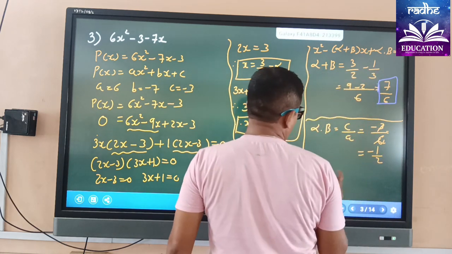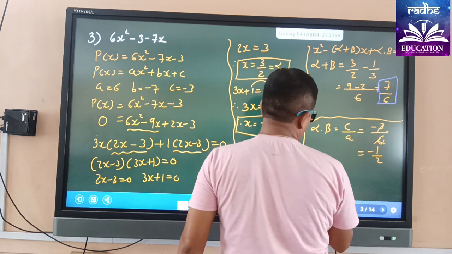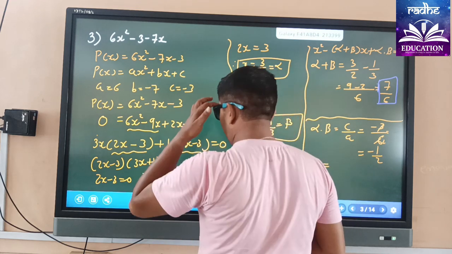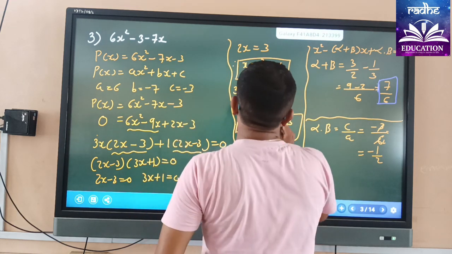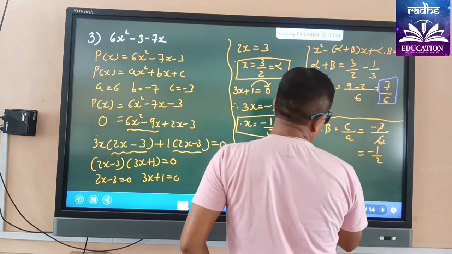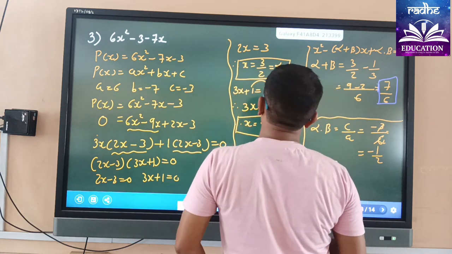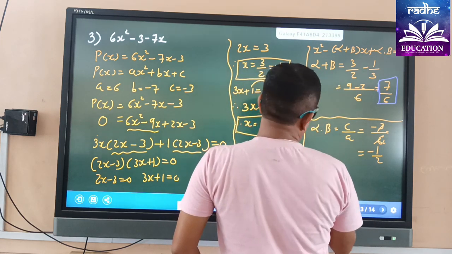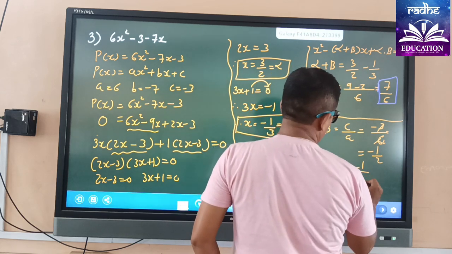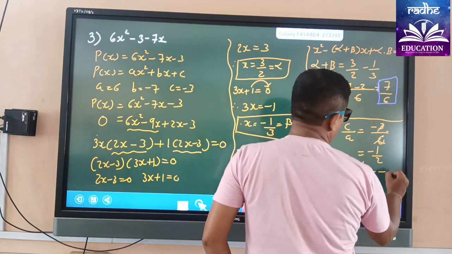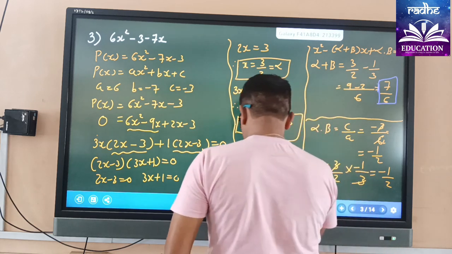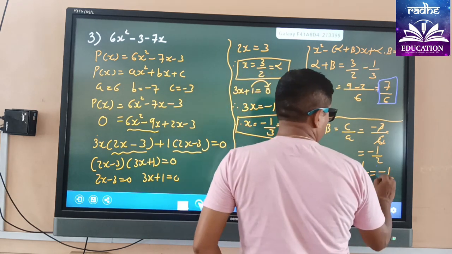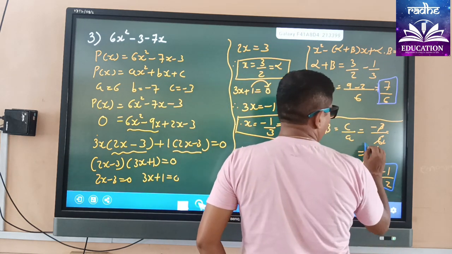Now the same thing we will do another way, that is alpha times beta. Alpha is 3 by 2, and beta is minus 1 by 3. 3 is cancelled, so we get minus half. So you can verify that this value and these values are the same.